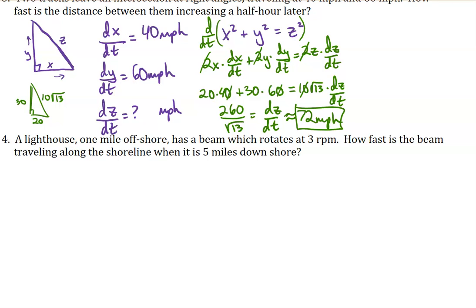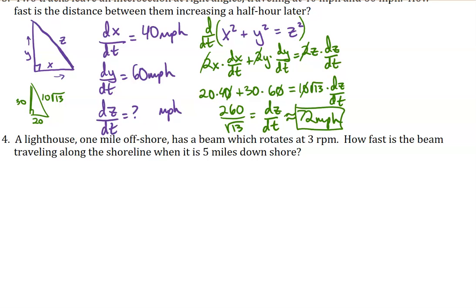For this last example, we're going to switch it up a little bit and use a trig equation. A lighthouse that's 1 mile offshore has a beam which rotates at 3 rotations per minute. How fast is the beam traveling along the shoreline when it is 5 miles downshore? And this is definitely one that we need to have a picture to understand what's happening.